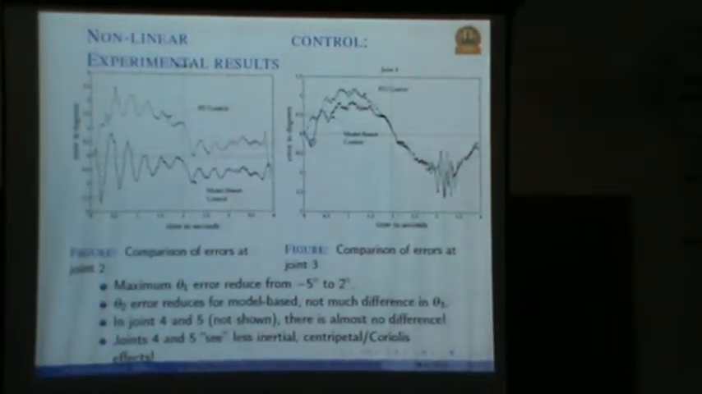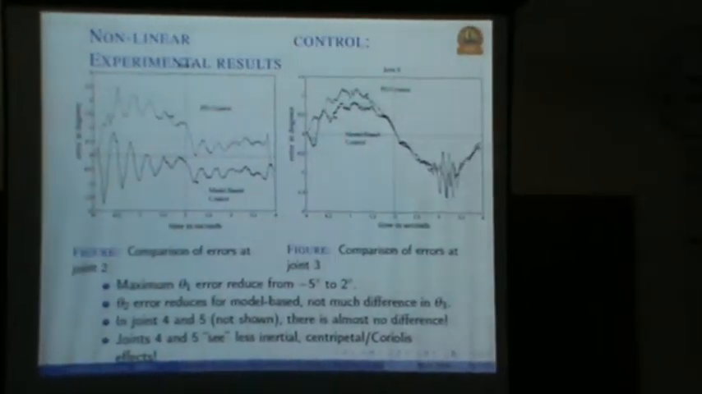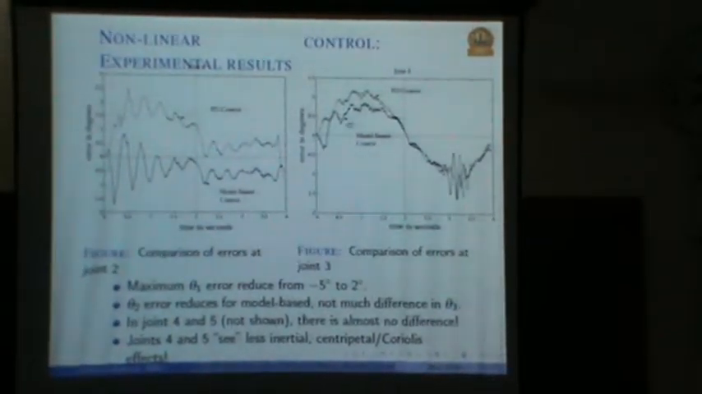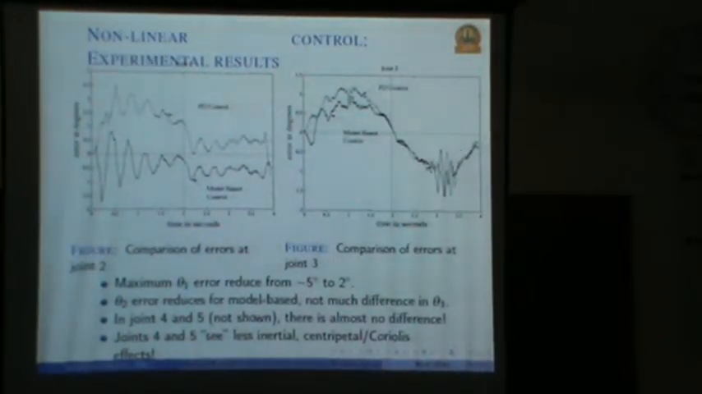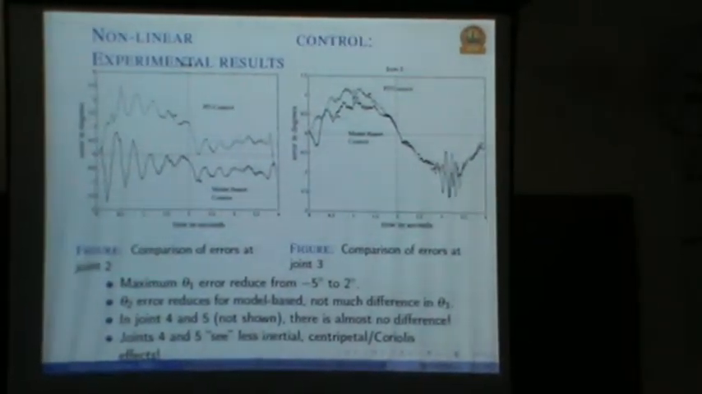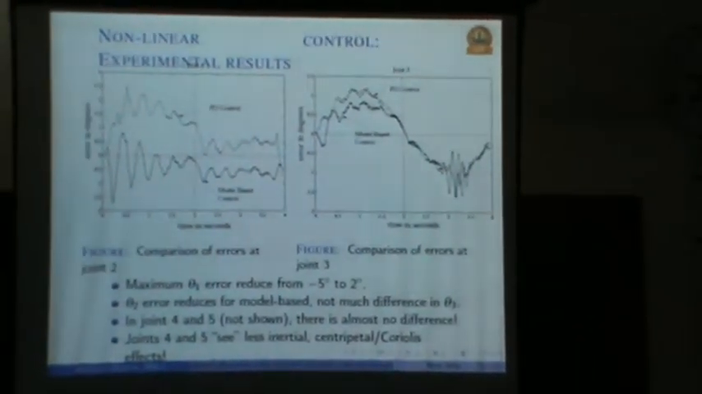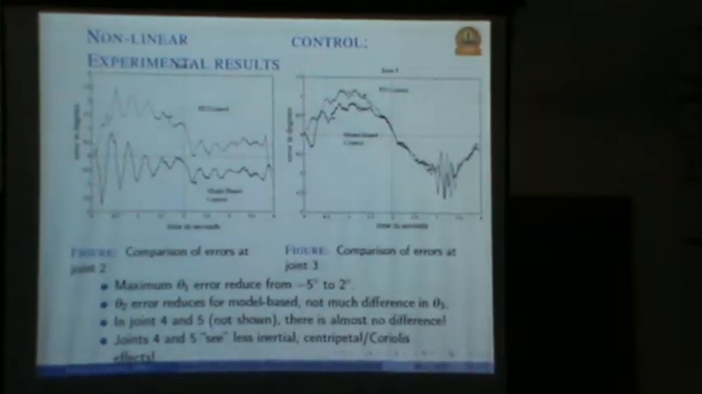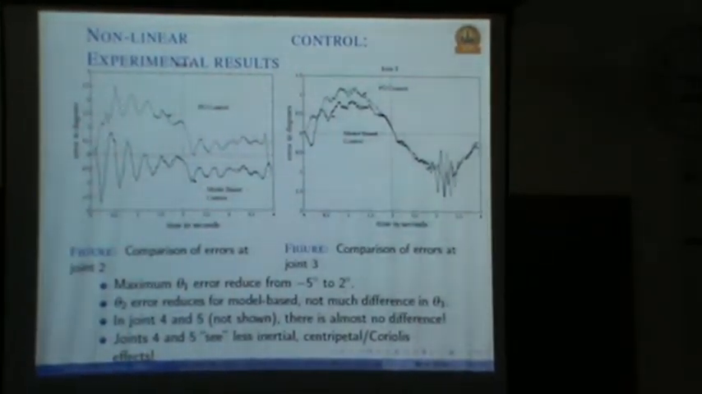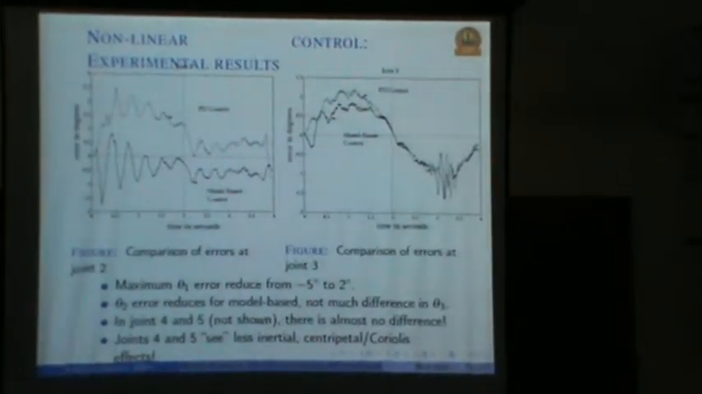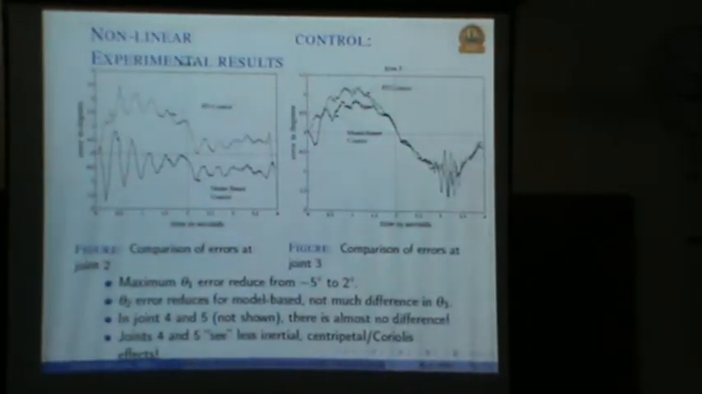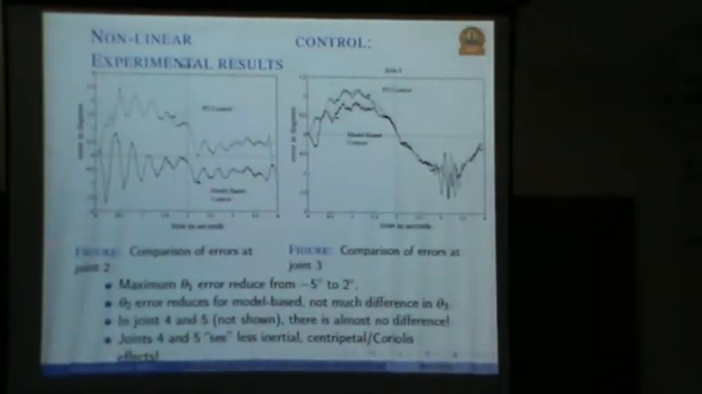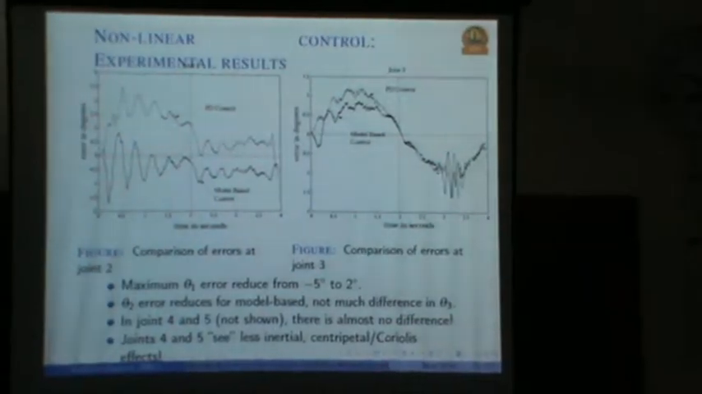As you go further and further out, so this is for the second joint. Third joint, you can see that the error reduction is much smaller. Why? For the fourth and fifth joint, I am not going to show you the plot, there is no reduction. Okay? And the reason is, as you go outwards, so the fourth joint is here, the fifth joint is here, very little dynamics is there.